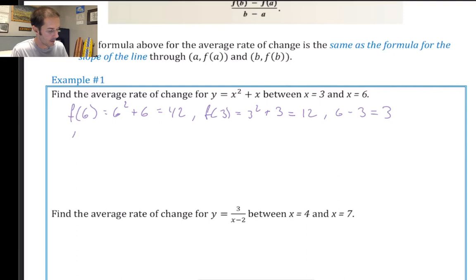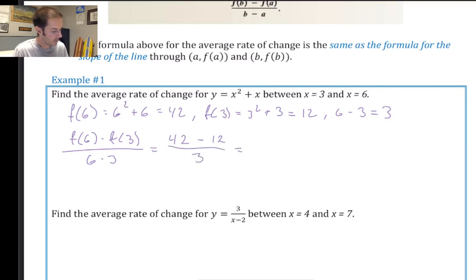So now we can take f of 6 minus f of 3 over 6 minus 3. We can fill in these blanks, sort of. We have 42 minus 12, all divided by 3, which is 30 divided by 3, with my terrible handwriting, which is equal to 10. So the average rate of change between those two x values for this function is 10.